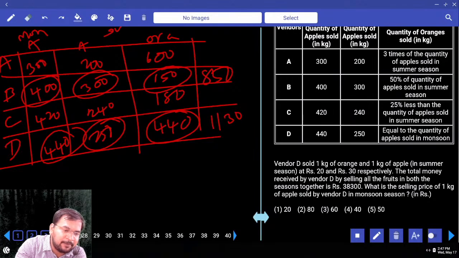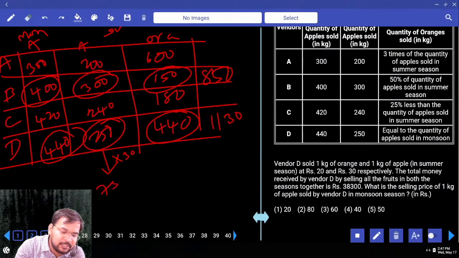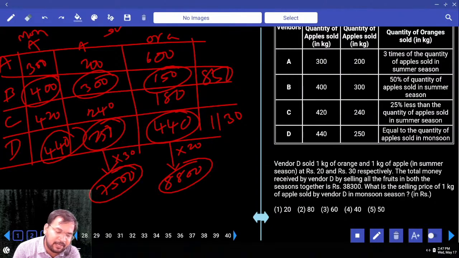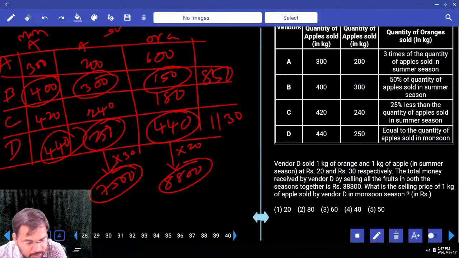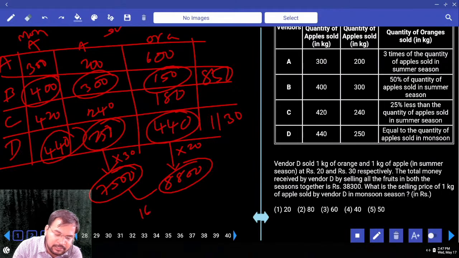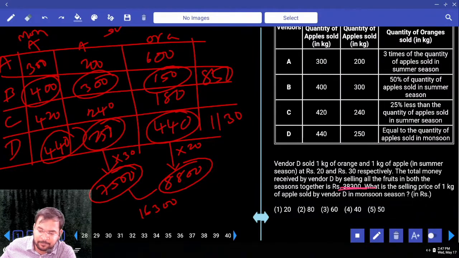Okay. First of all, D. Apples are how many kgs? 250, na. Each apple is what? 30 rupees, na. Then together is 7,500. Orange, each orange is what? 20. That is nothing but 8,800. 8,800 plus 7,500 together, 16,000. But together you are getting 38,300, na. Remaining will be what?